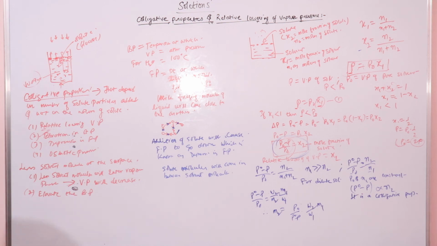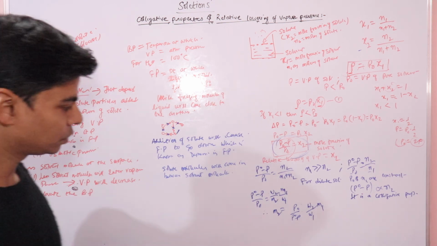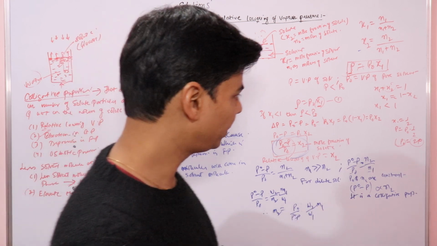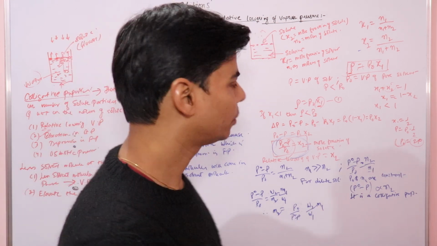Now we have proved all this, right? So this formula is important. You get numericals on this, right? So I hope all this is clear to you.